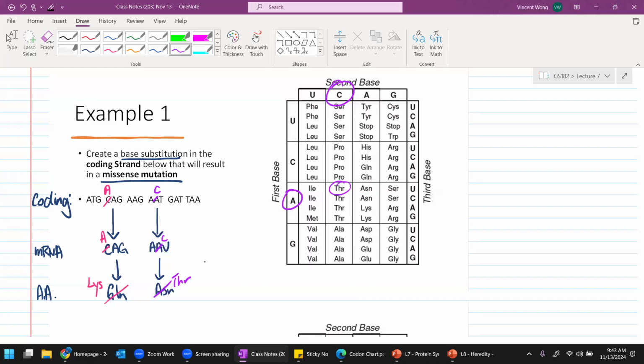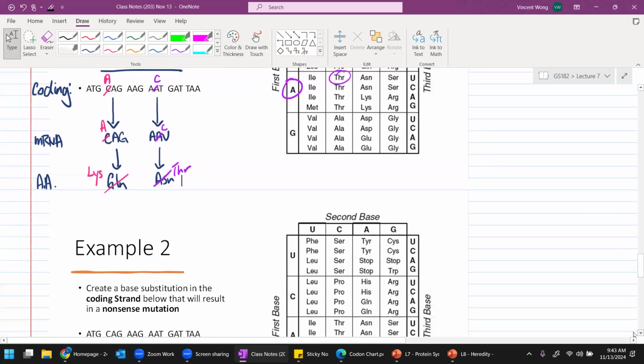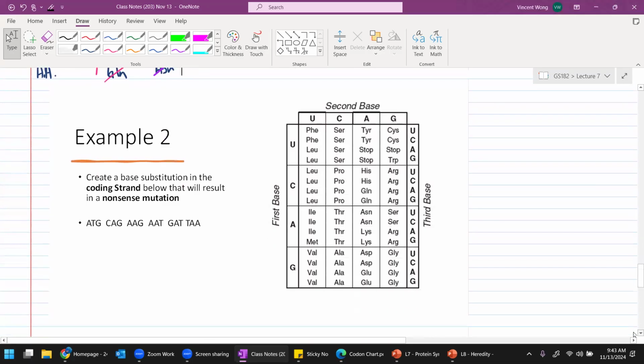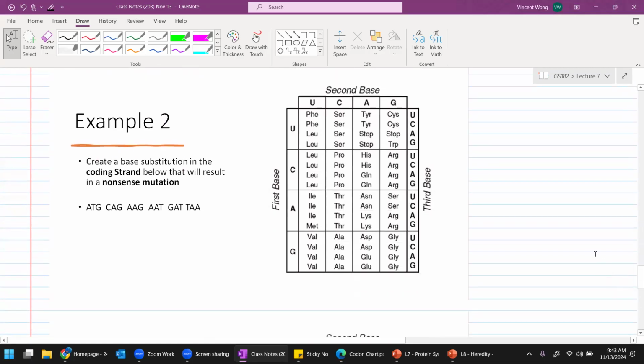Are we good with this one? Okay. So on the quiz or test, just pick one and then do it like this. You don't have to transcribe the whole thing. You don't have to translate the whole thing. In fact, it would be a waste of time to do so. Give this a try. I'll take it up in a couple minutes.